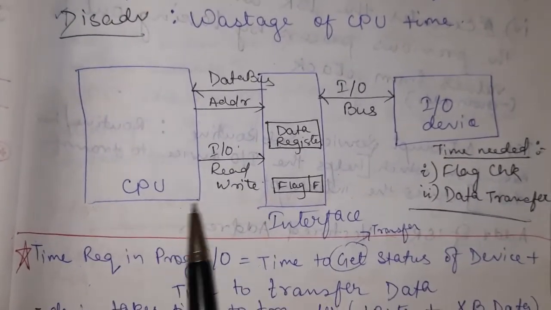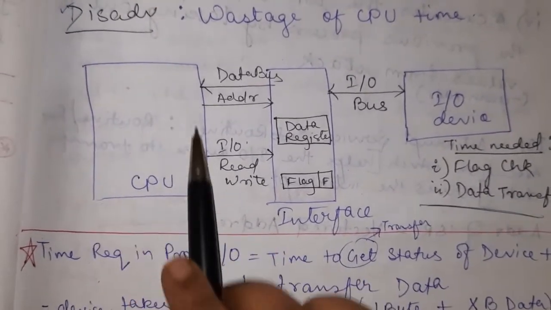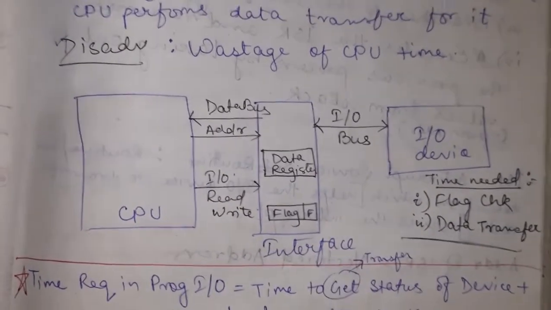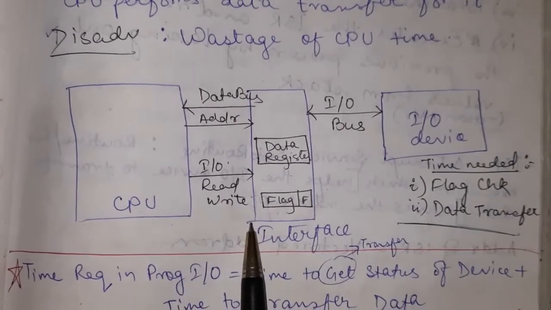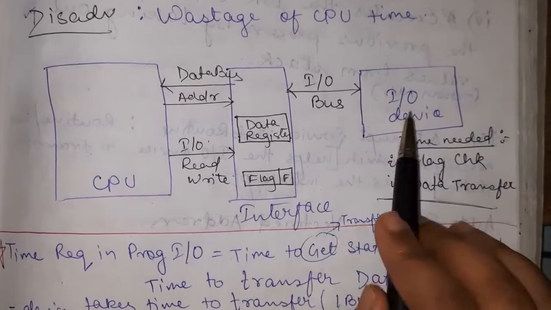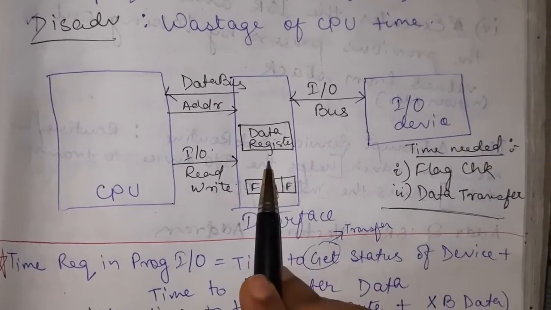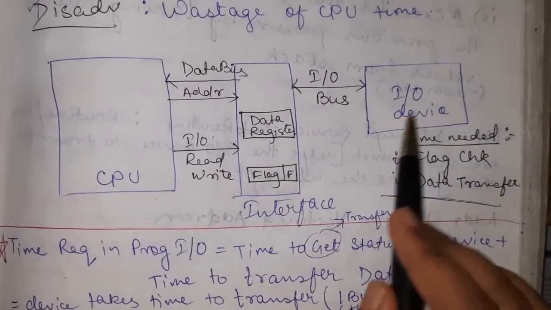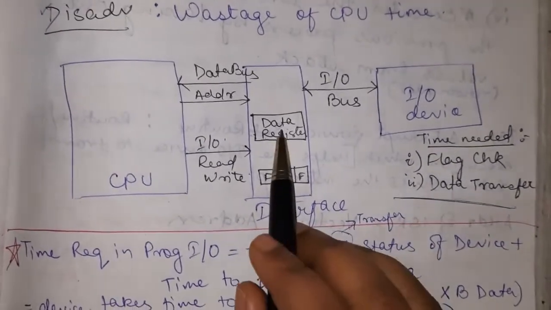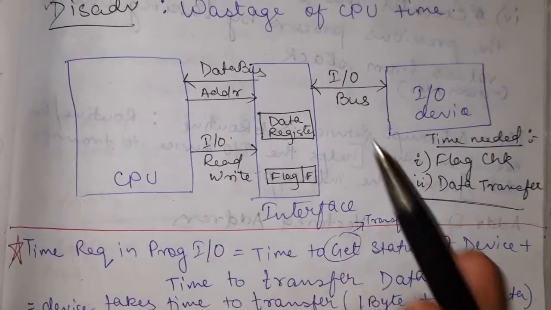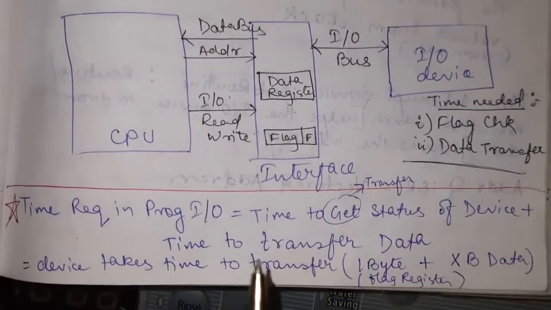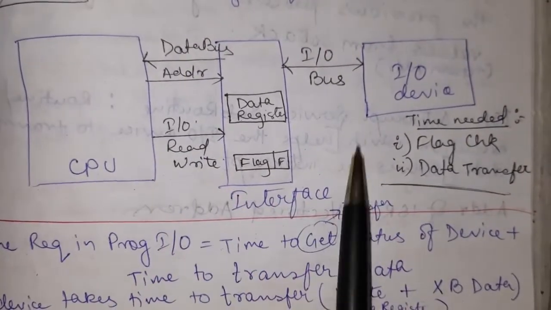And then diagrammatically we can see we have a CPU here, and we have the interface. In programmed IO we have a device interface that will store the flag of the input output device, and a data register or data buffer, where the data that has to be transferred stays. And then we have the control signal lines, address bus, and data bus.